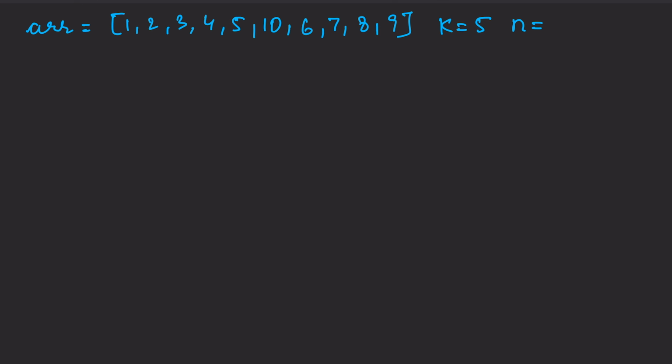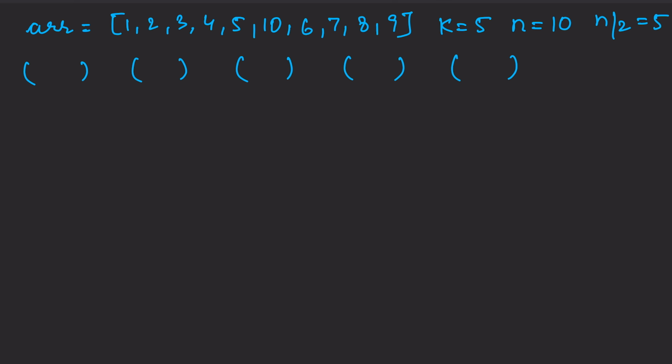Let's see example 1 given in the question, where the array is given as 1, 2, 3, 4, 5, 10, 6, 7, 8, and 9. And k is given as 5, where n is equal to 10 because the length is 10, and n by 2 will be equal to 5. So we have to find 5 pairs from this array such that the sum of each is divisible by k.